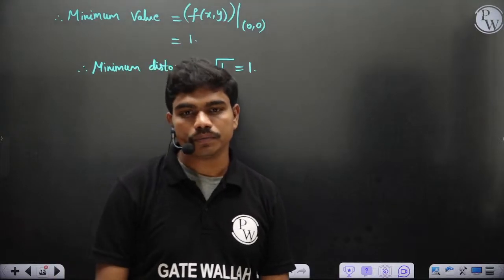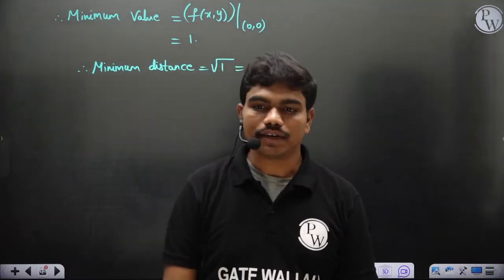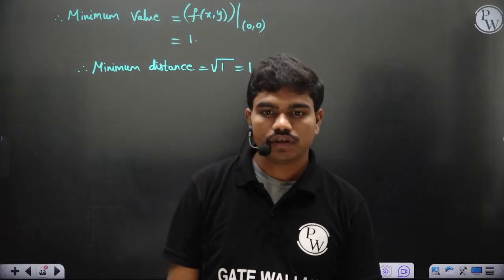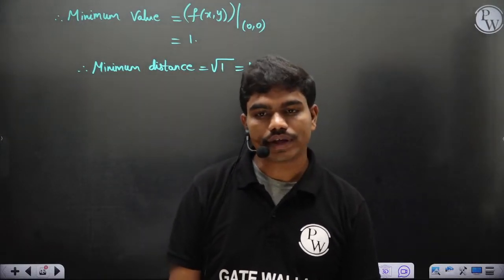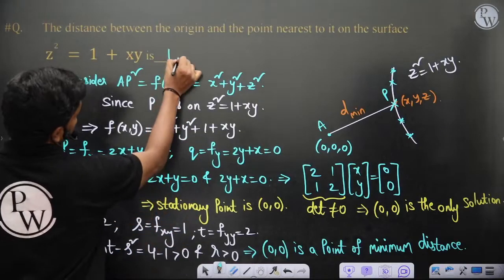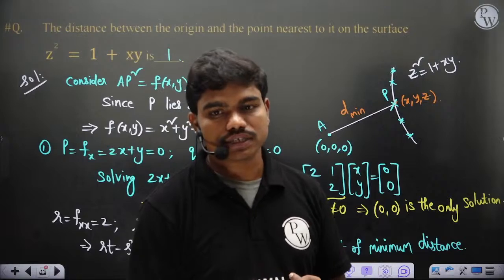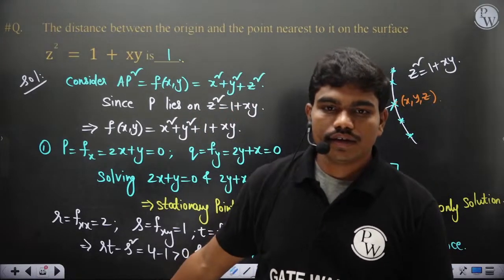Clear to all of you? Yes or no? Please type it in the chat box. Okay, so can you all get this? Basically the answer here is 1 in this case, because of this understanding the concept of maxima and minima in two variables. Every doubt got cleared?